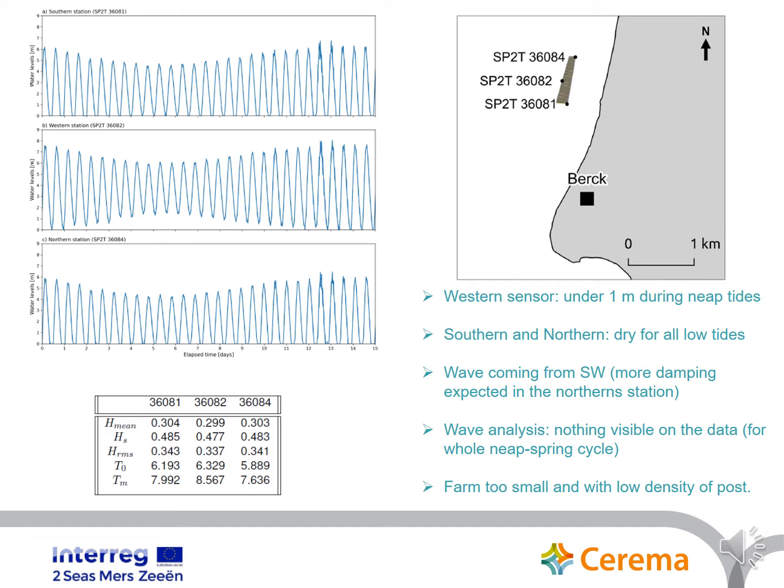For instance, the mean height of the waves. But if we compare the three sensors, we see that we have very small differences, about 4 or 5 millimeters. So we are reaching the accuracy of the sensor, and it is difficult to determine if we have some damping effect induced by the posts in the cross-shore direction. It's probably due to the fact that the farm is quite small, only 100 meters in width.